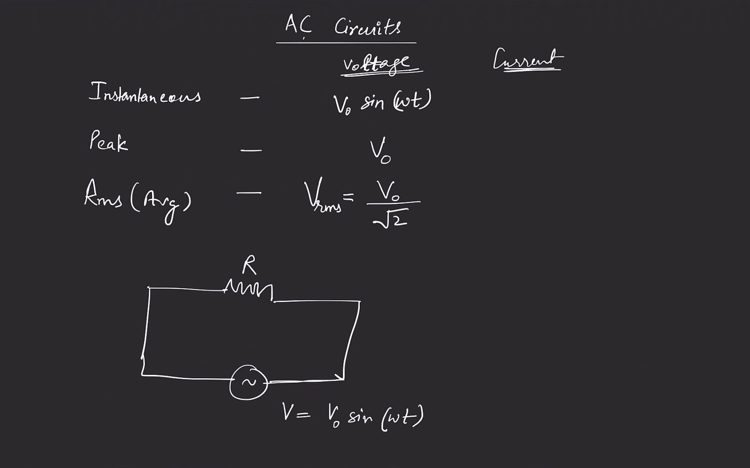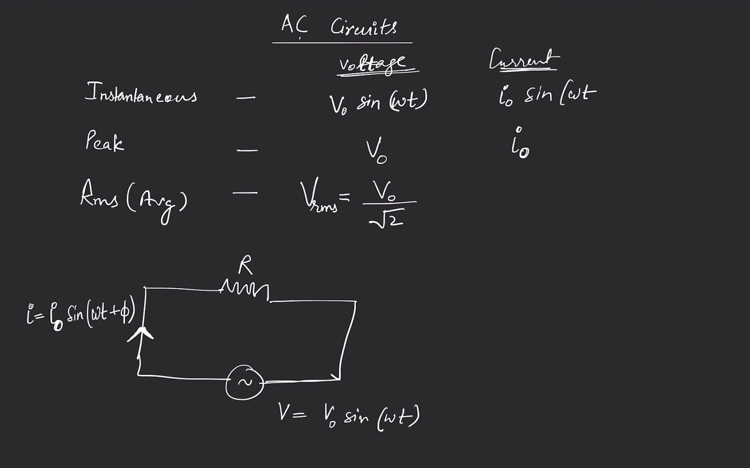Similarly, we will find the current in this circuit, which would have some peak value I naught. The instantaneous value would be I naught sine of omega t plus phi, and in this case, since we only have resistance, the phi would be 0, so current would be I naught sine omega t, and again the average value of current, or IRMS, will be I naught by root 2.